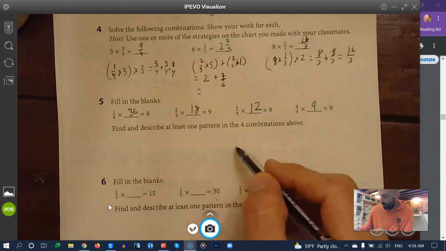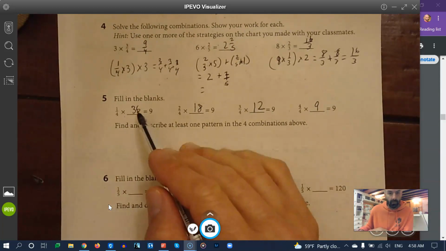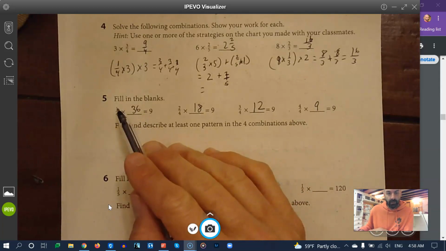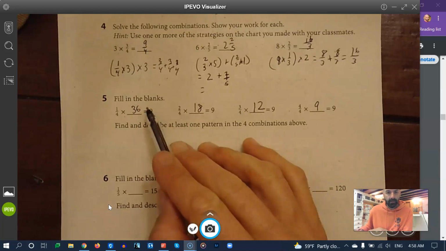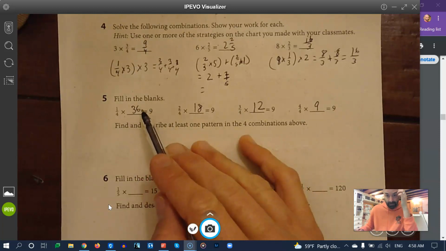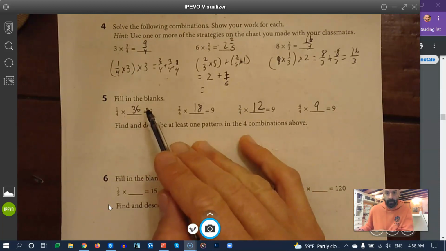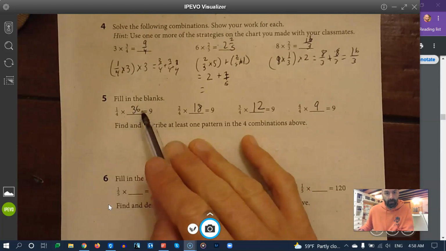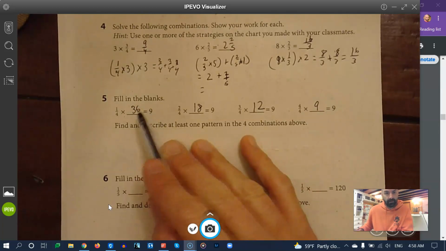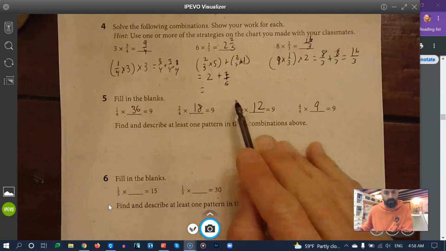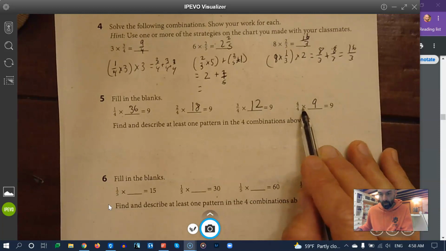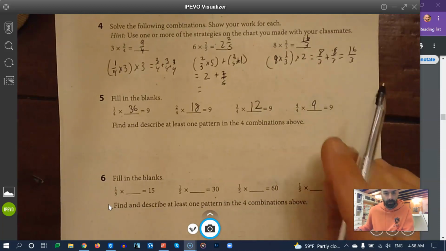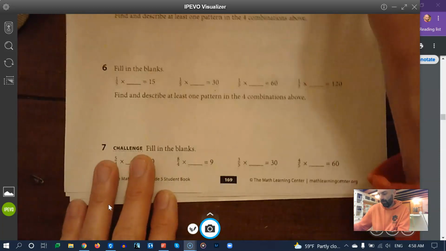Find and describe at least one pattern in the 4 combinations above. Well, hopefully you notice that as the fraction increased, to keep the product the same, our other factor had to decrease. Another thing is, if we look at this number, 9 is less than 36, 9 is less than 18, 9 is less than 12, 9 is the same as 1, so because we have the number 1 now, 4/4 is just 1. All right, let's do some more fill in the blanks.